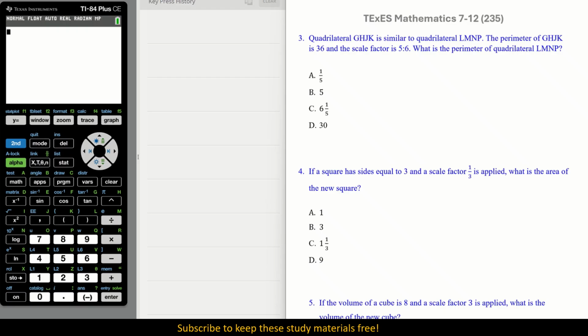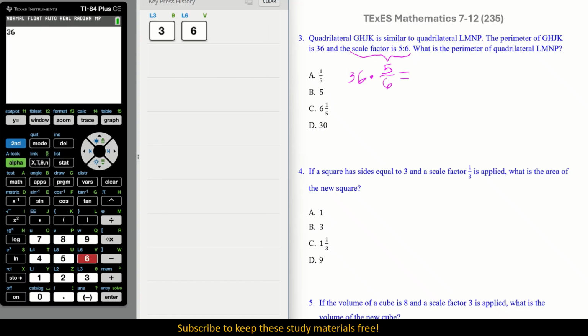Number 3, quadrilateral GHJK is similar to the quadrilateral LMNP. The perimeter of the first one is 36 and the scale factor is 5 to 6. What is the perimeter of the second one? All right, so don't let this fool you or throw you off. This is simply a ratio, which is a fraction. We are going to apply that because we're talking perimeter. We can leave everything as is. We take the first one and apply the scale factor and we will get what we need.